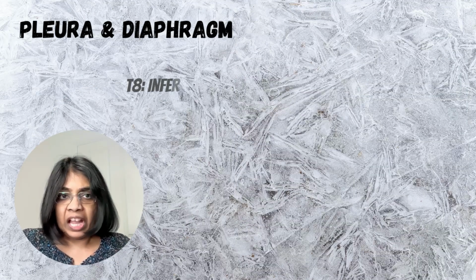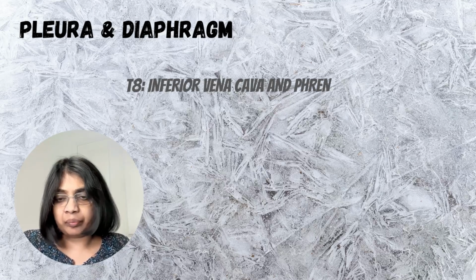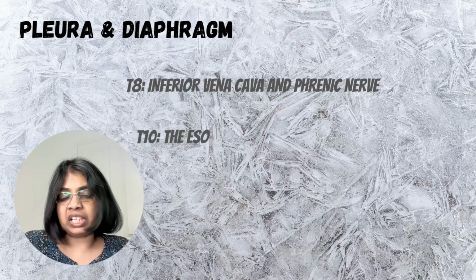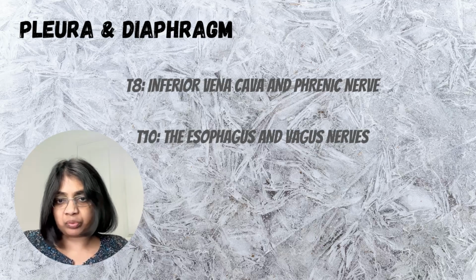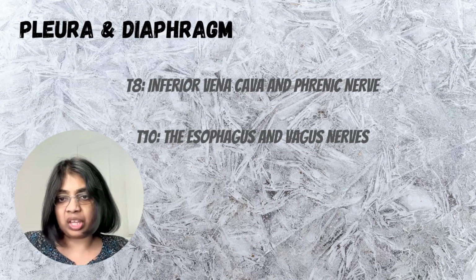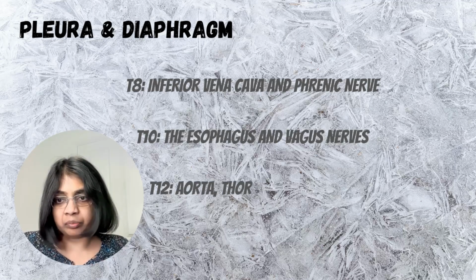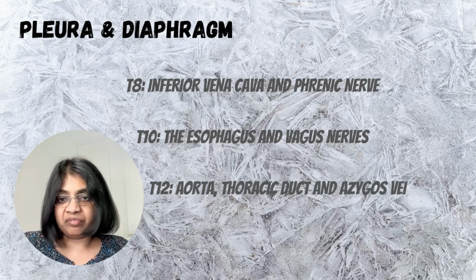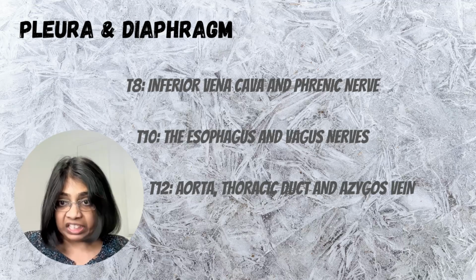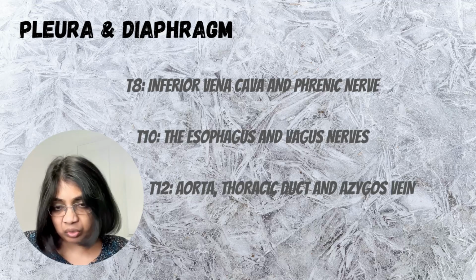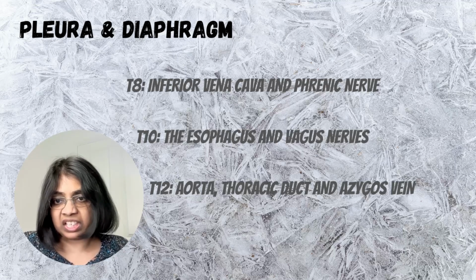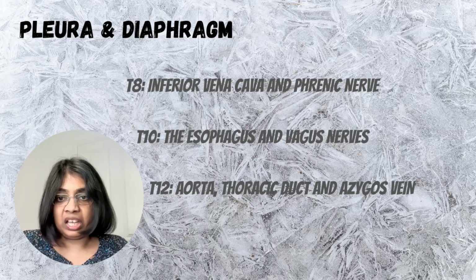So, we have natural openings in the diaphragm, which allow vessels and other structures to enter the abdominal cavity from the chest. We've got three openings. At T8, you have the inferior vena cava and branches of the right phrenic nerve exiting. At T10, you've got the esophagus, the vagus nerve, and esophageal vessels exiting. And finally, at T12, you've got the aorta, the thoracic duct, and azygous vein.